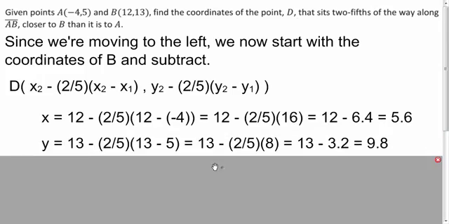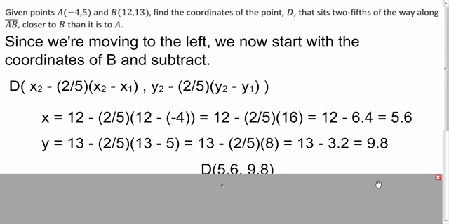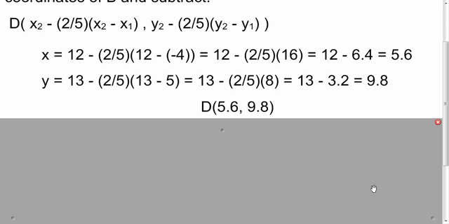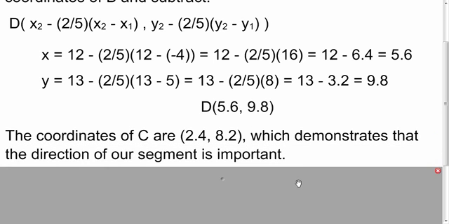And a similar idea for y. We start with 13, and we subtract 2/5 of 13 minus 5. Gives us 9.8. So that's the location of point D. And if you notice, that is not the same as point C. So even though we were talking about 2/5 in each problem, we're starting at a different endpoint. So it's going to affect what our answer is.